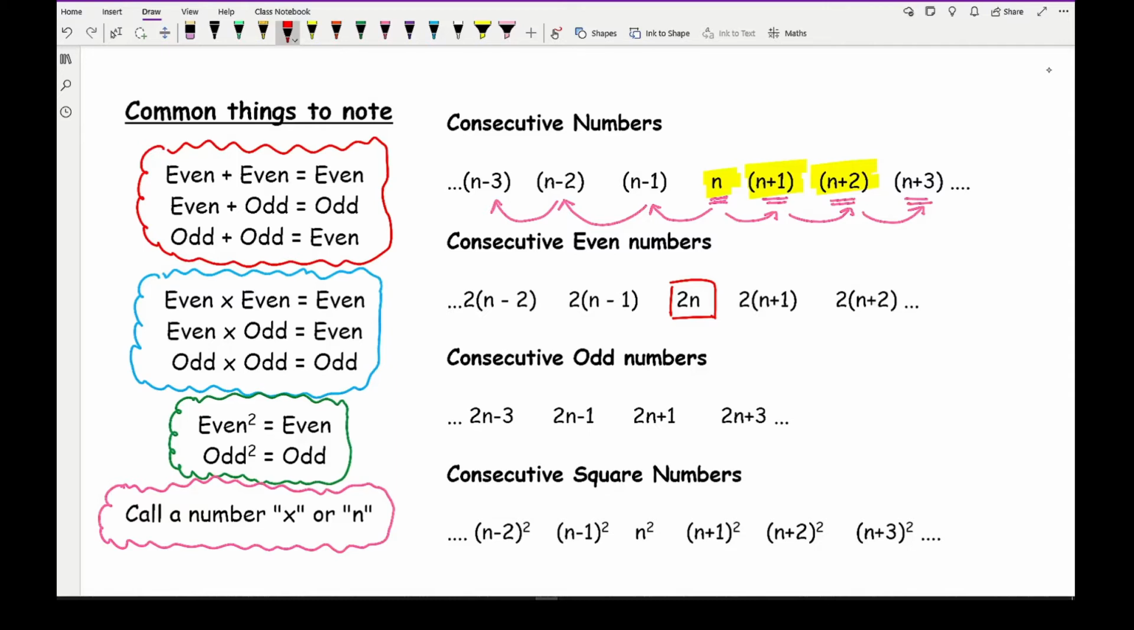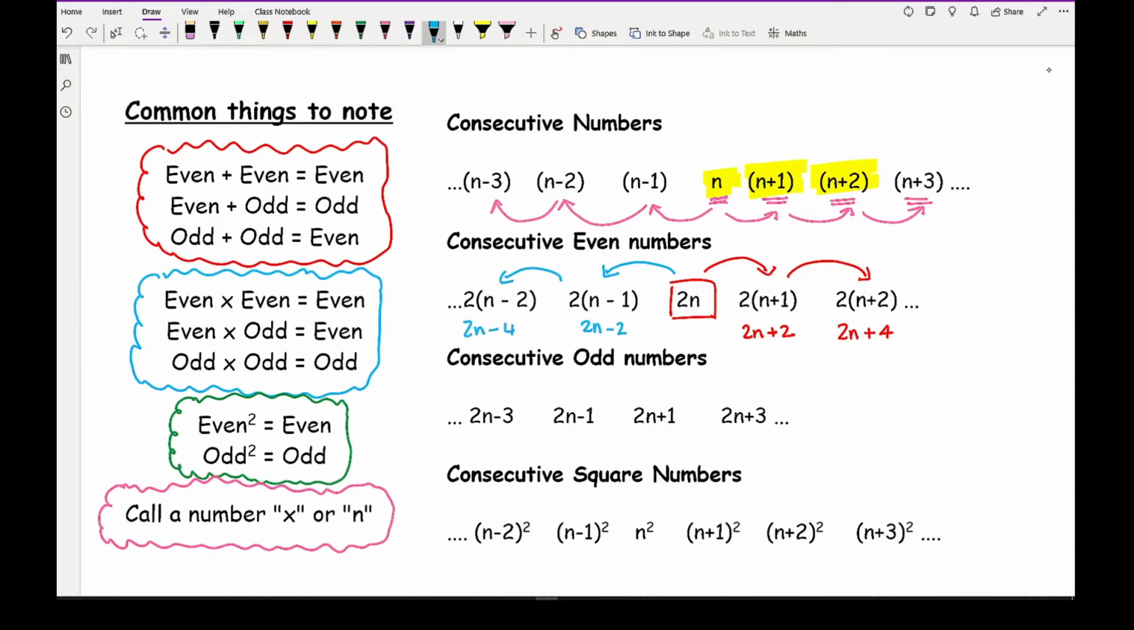So if our first even number is 2n, then the next consecutive number will be 2 times (n plus 1). If I expand the bracket, it would be 2n plus 2. Then the next consecutive number after that would be 2n plus 4. And going in the opposite direction, if we start off with 2n, then the previous consecutive number would be 2 times (n minus 1), which would be 2n minus 2, and the one before that would be 2n minus 4.